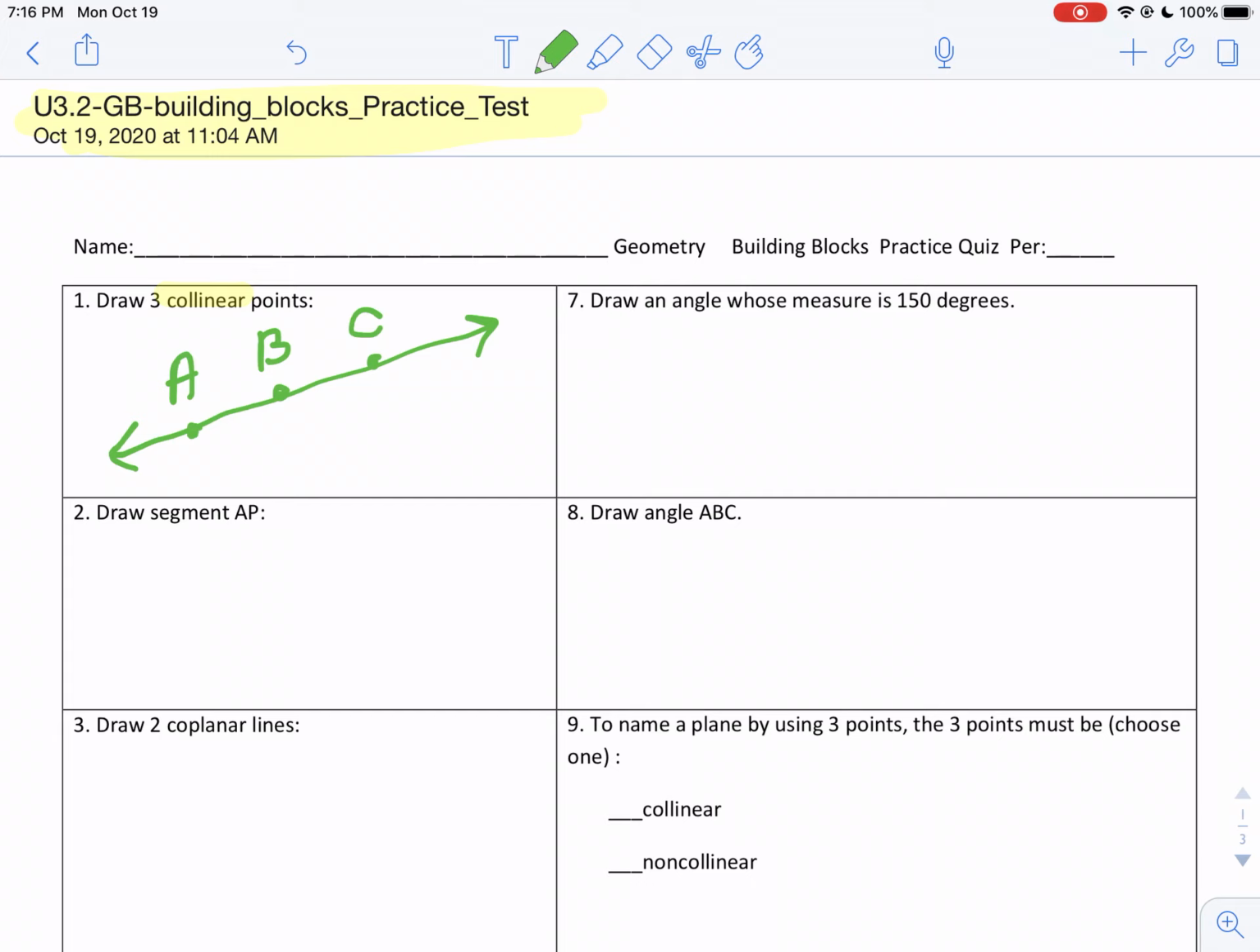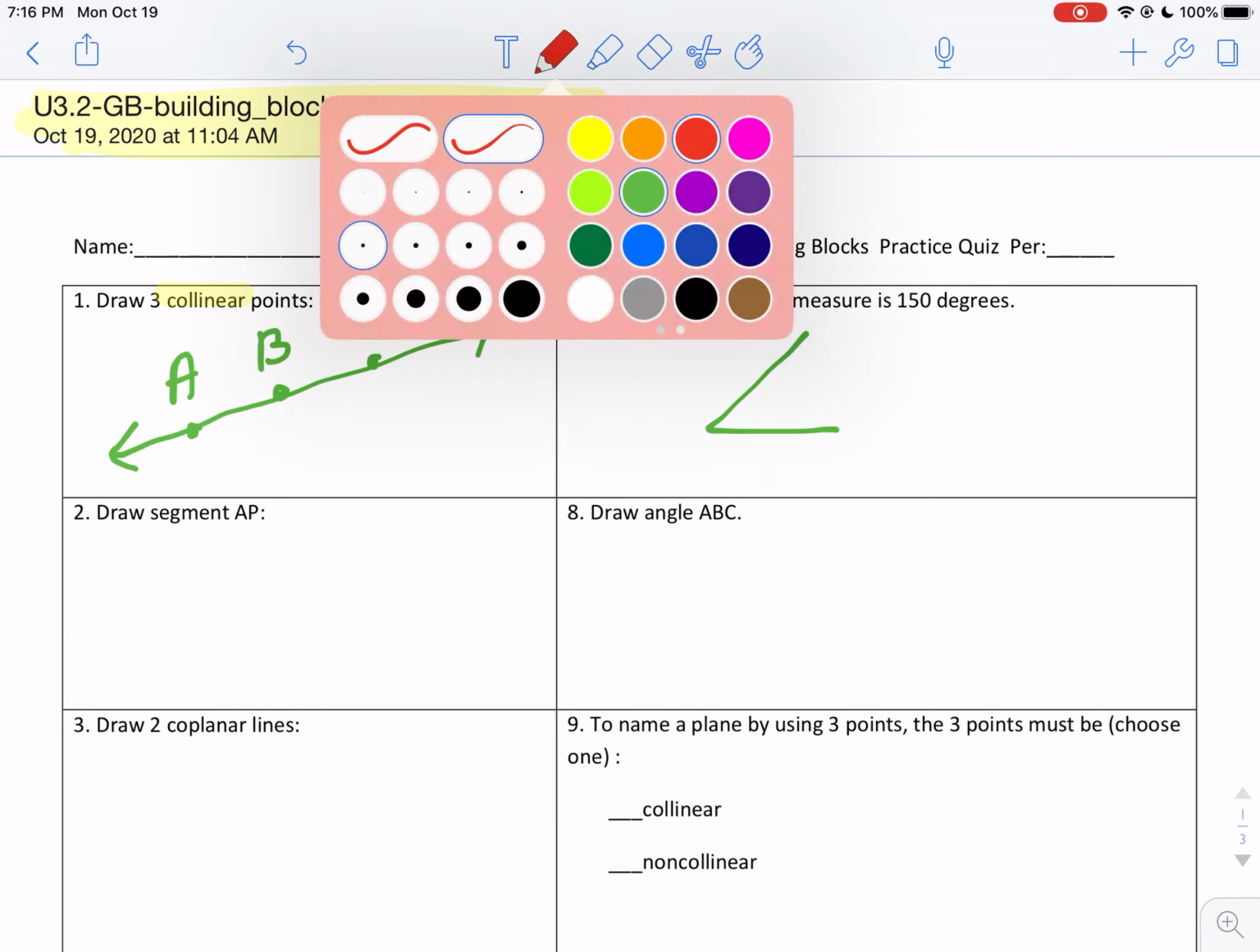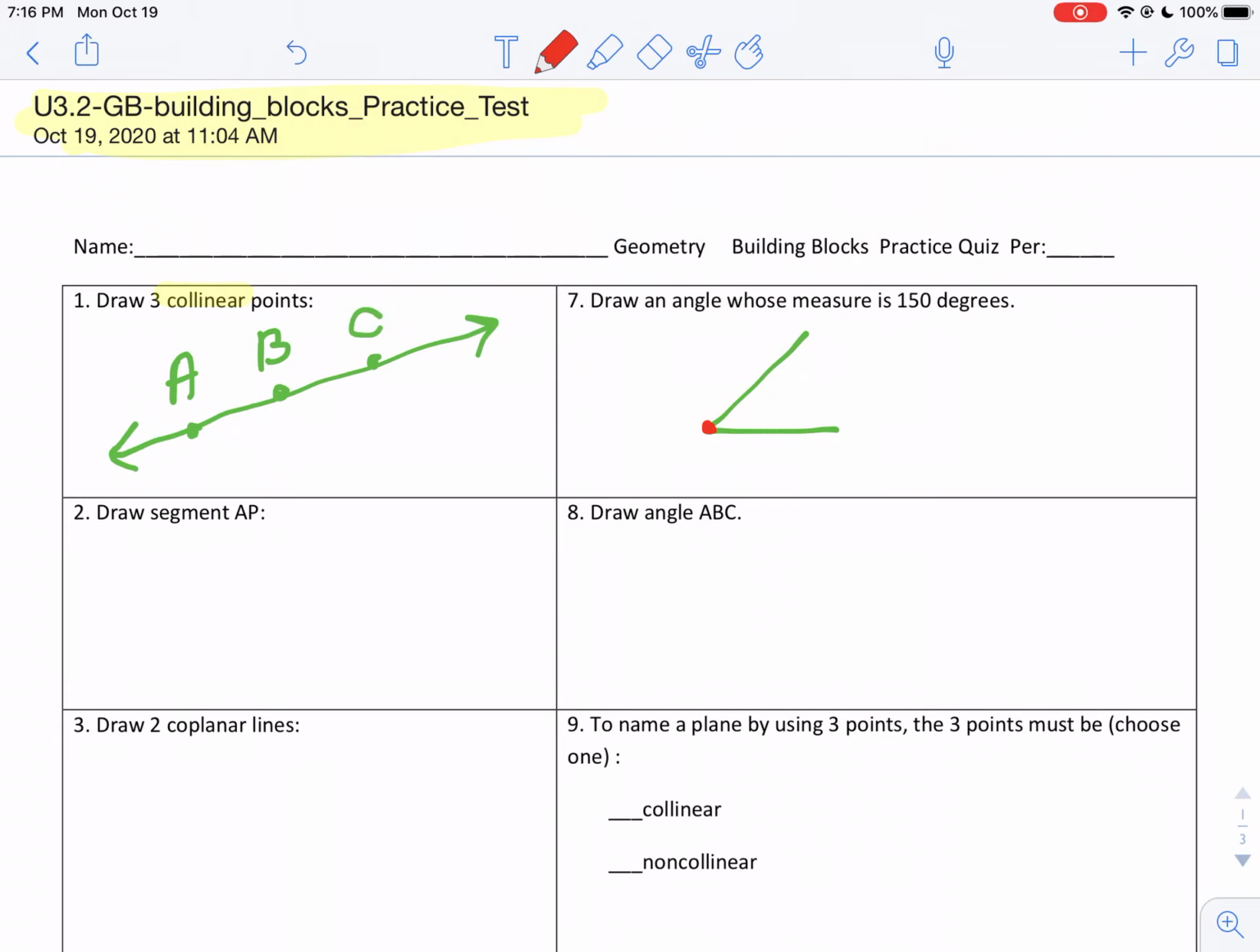Okay. Then we go to number 7. Draw an angle whose measure is 150 degrees. Now, we haven't gone over how an angle looks like, but I hope that you remember from grade 6 basic geometry or from junior high that an angle looks like this. Okay, just like a greater than or less than symbol. So really what you have is a fixed point right here. And then you have a ray going in this direction.